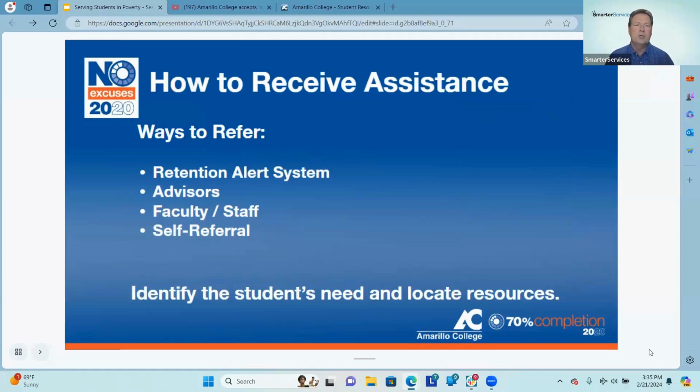So there's different ways that students can receive assistance. They could be referred through that early alert, or the advisors that are counseling the students, if they become aware of these needs, can refer them. Faculty members as they're dealing with the students, other staff persons as they're dealing with the students, or students can even self-refer themselves there to the ARC.